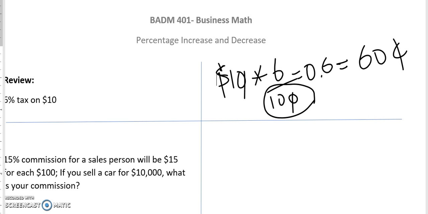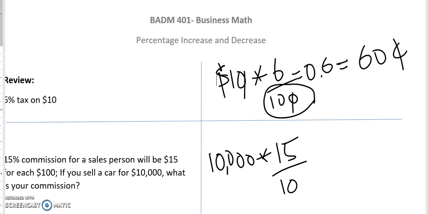Let's do another problem. A 15% commission for a salesperson will be $15 for each 100. So if you sell a car for $10,000 with a 15% commission, what is your commission? That's what we are trying to see. Your commission on that $10,000 would be 10,000 times 15 by 100. That'll be $1,500, and that is your commission for the car that you sold with the 15% commission.